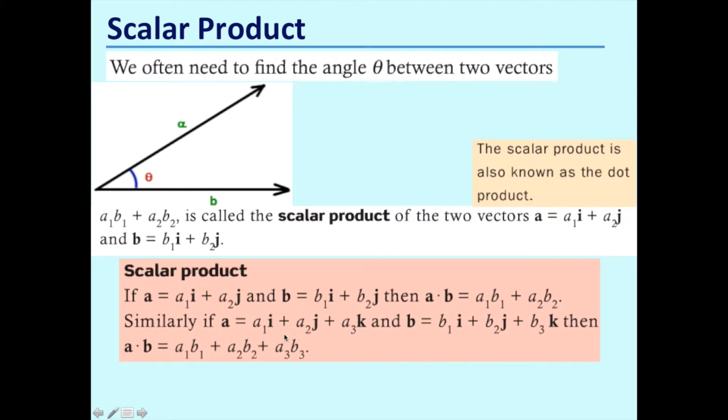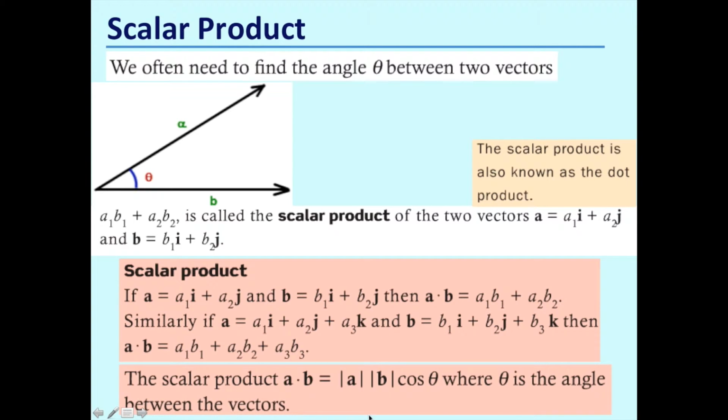Similarly, if we were going to work in 3 dimensions, then we would also add on the product of the k components. So here, a3 multiplied by b3. That would enable us to find the dot product.